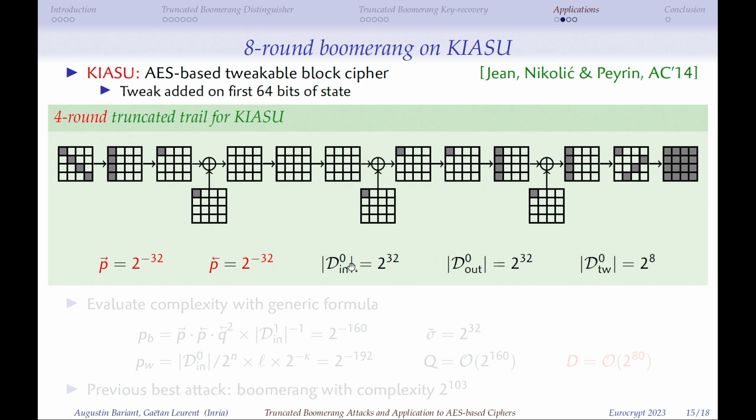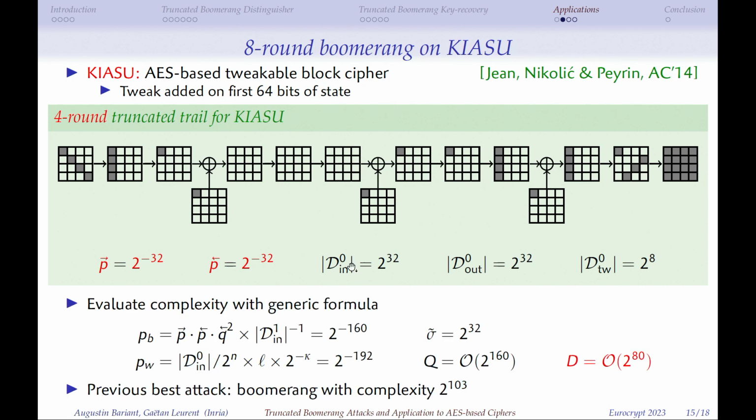You can compute all the parameters, and actually you just have to take the generic formula that we got, and you obtain the complexity of the attack, and it's about 2 to the 80, with some small factors, so maybe 2 to the 83 if you want a good success probability, and that's much better than the previous attack, which was also using the same type of techniques, boomerang with truncated trails.